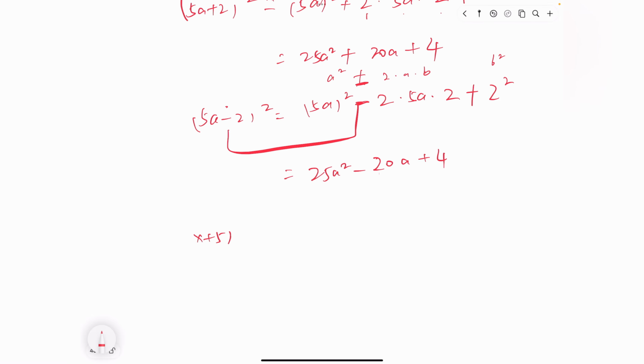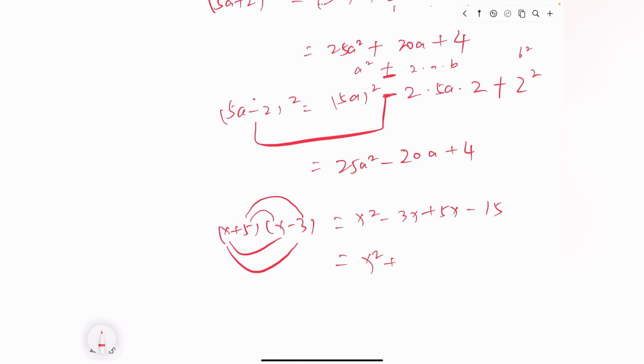So if we have (x + 5)(x - 3), we have x times x, x times negative 3, 5 times x, 5 times negative 3. So that's x squared minus 3x plus 5x minus 15. So that equals x squared plus 2x minus 15.